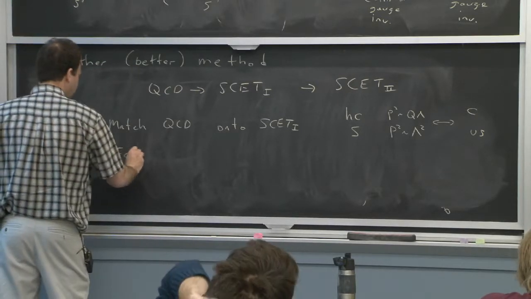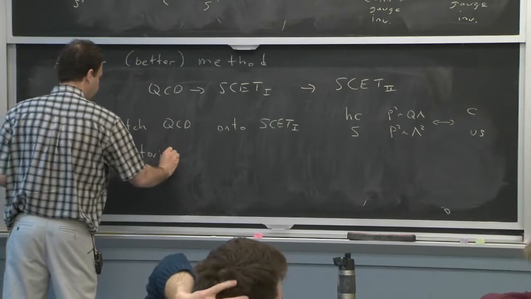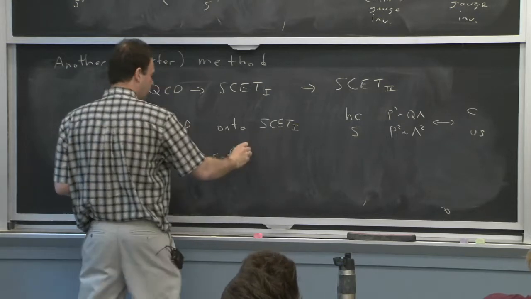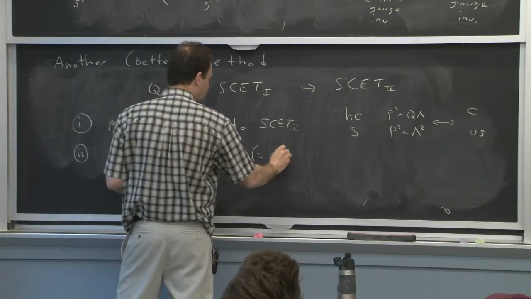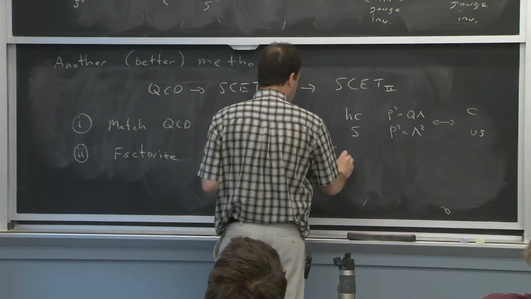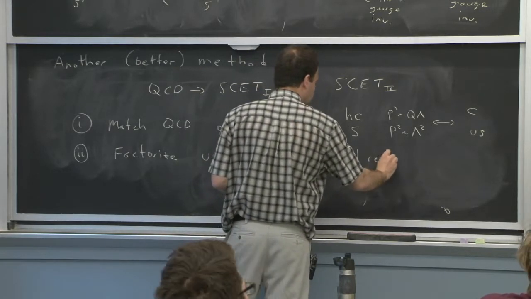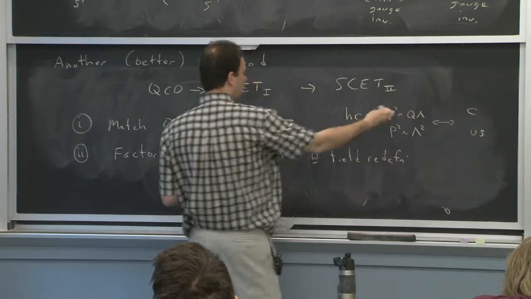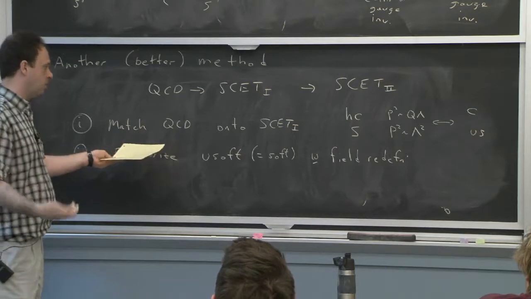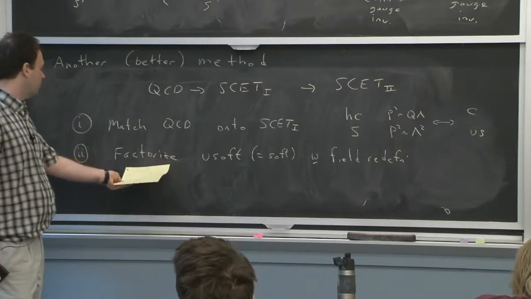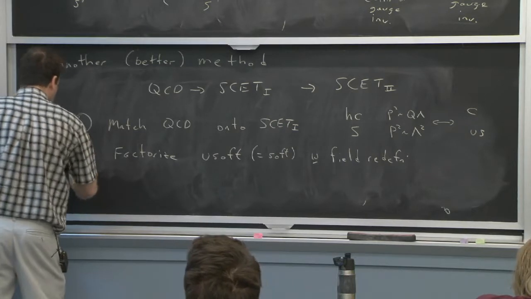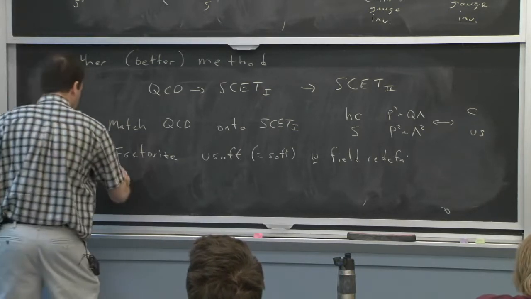Step 2 is to factorize that theory, which we know how to do. In particular, the ultrasoft, which is soft, can be factorized with a field redefinition. So this has the advantage that at this first stage, we still have a lot of locality that protects us and helps us to understand the theory. We then factorize, and then in the third step, we match SCET1 onto SCET2.